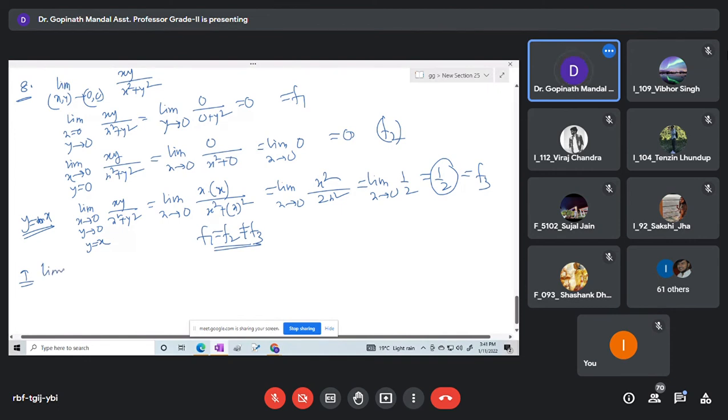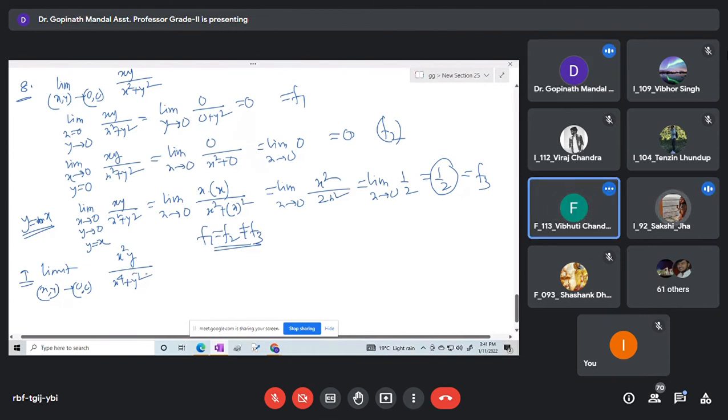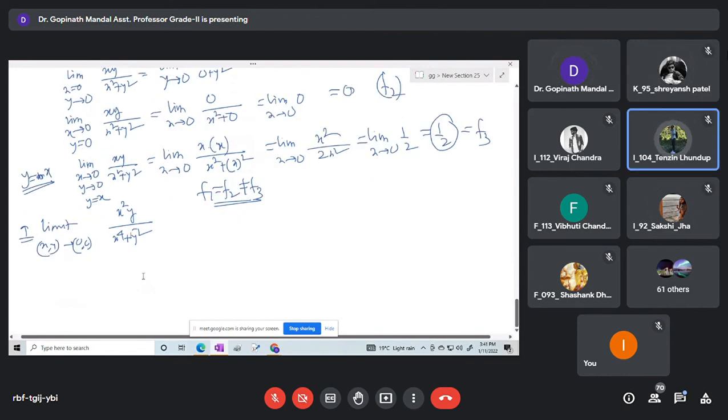Limit as (x, y) tends to (0, 0) of x square y. This example is already done. Yes, sir, done. Okay.